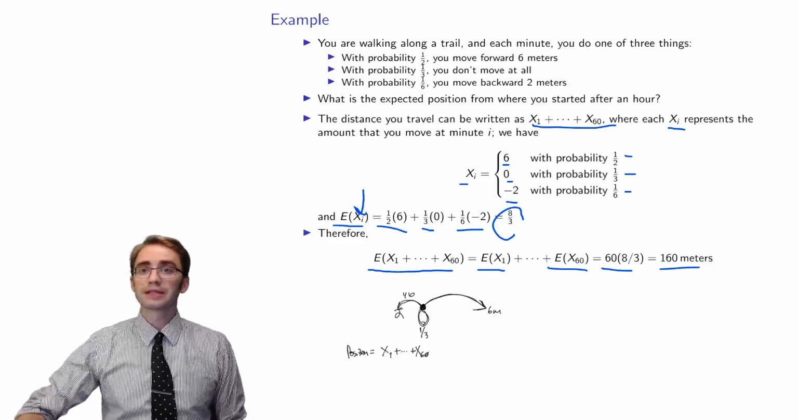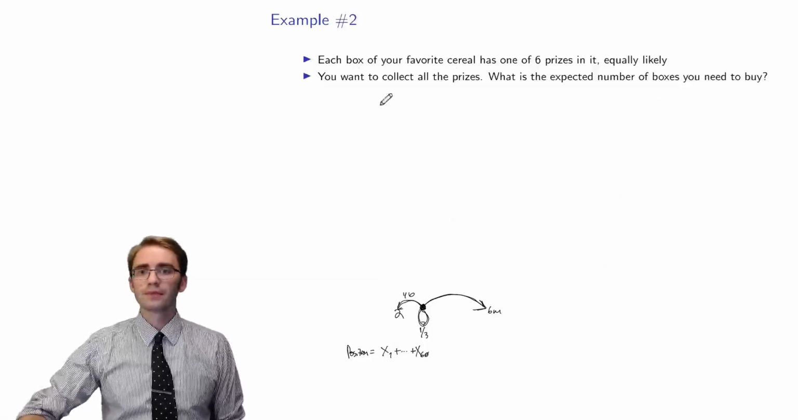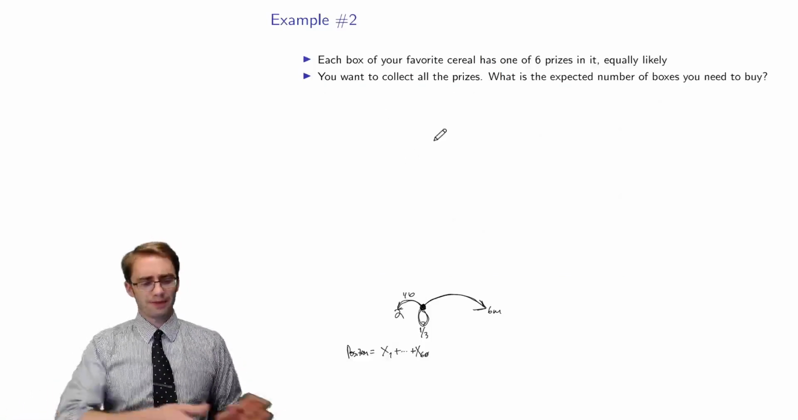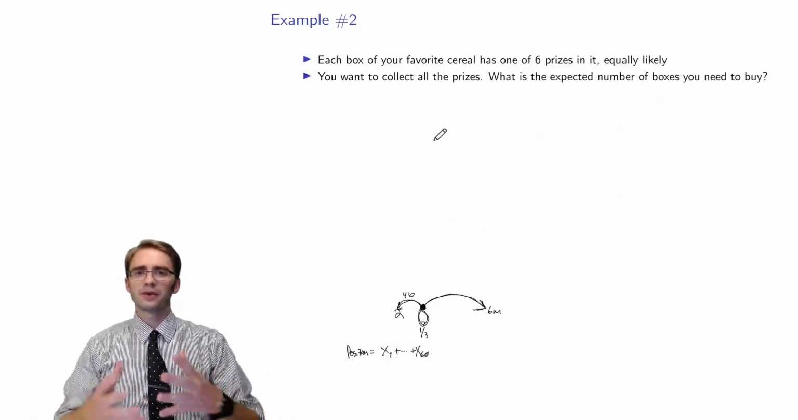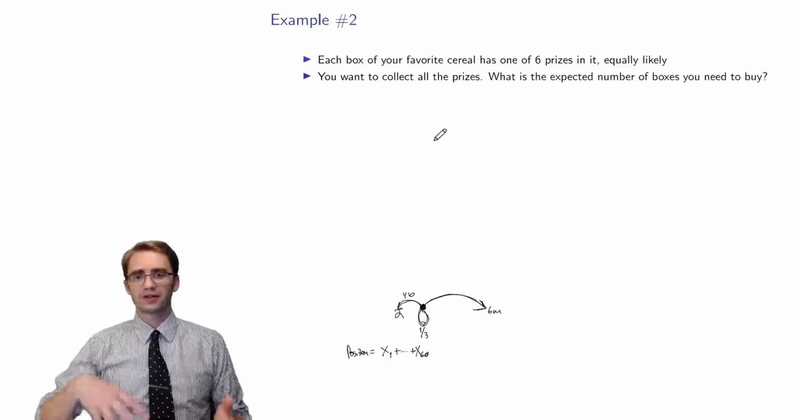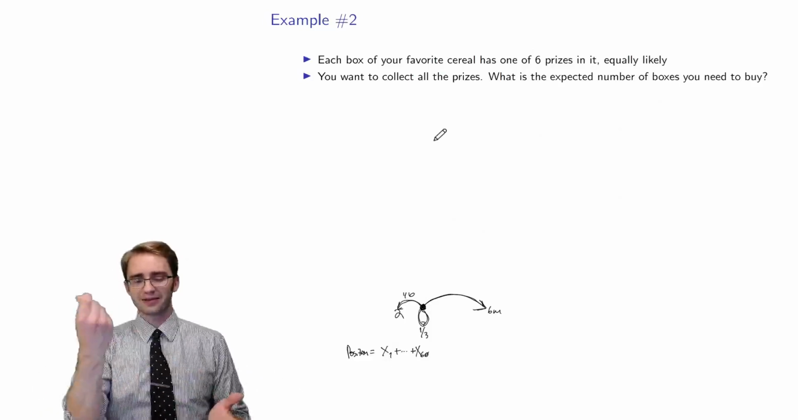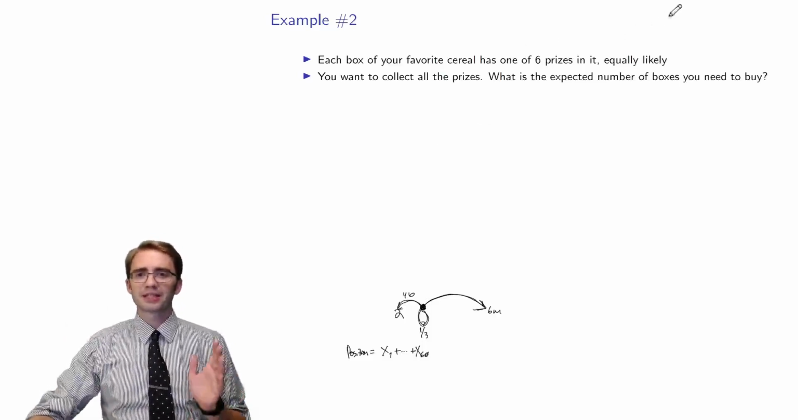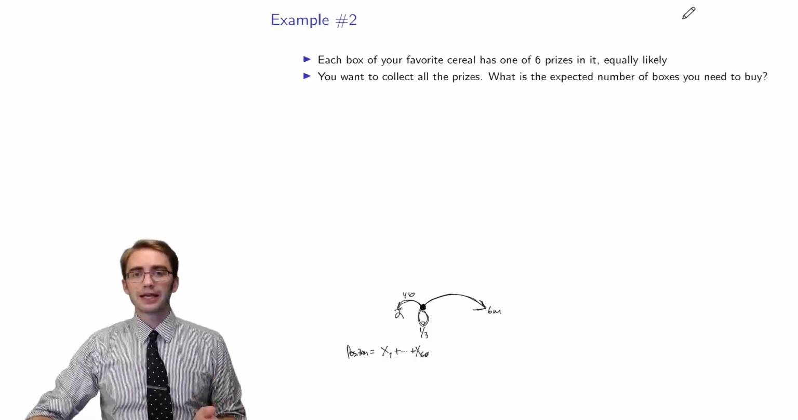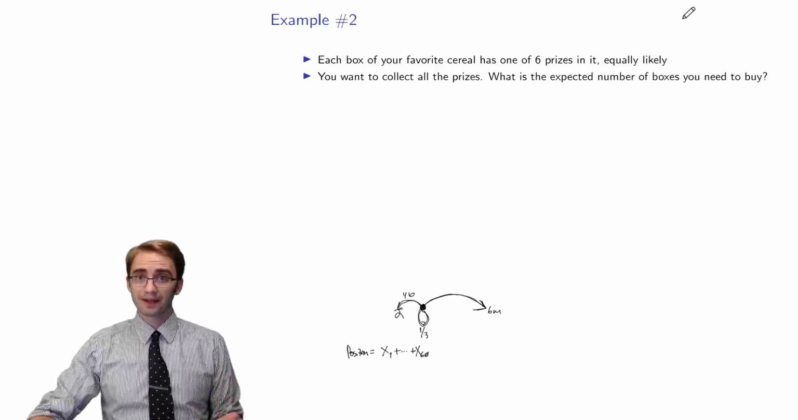We'll do one more example here. I'm not sure if people still do this, but cereal boxes used to have toys in them. After you finished all the cereal, you'd stick your hand in and dig out some goofy trinket in the bottom. Each box of your favorite cereal has one of 6 prizes in it, equally likely, and you want to collect all these prizes. So what is the expected number of boxes that you need to buy?